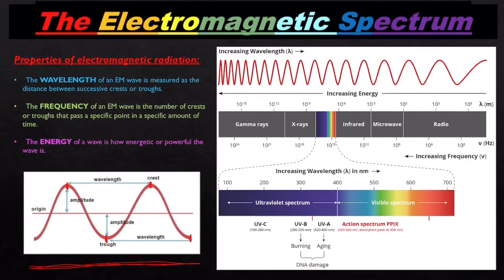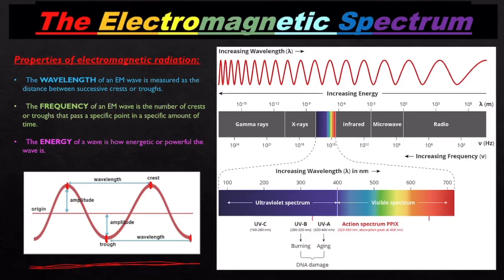Okay? Frequency of an electromagnetic wave is the number of crests or troughs that pass a specific point in a given amount of time. So if we have a high frequency, we have a lot of these crests passing in a certain amount of time. If we have a low frequency, then we don't have as many. And then energy, the energy of a wave, is how energetic or how powerful that wave is. How much energy is it carrying?